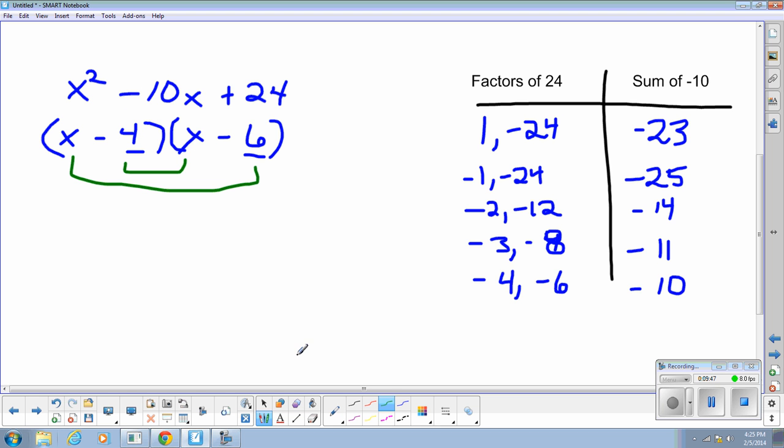Now I multiply. The last thing I have to do is check -4 times -6. That's positive 24. So I have successfully factored this trinomial into a binomial times a binomial.